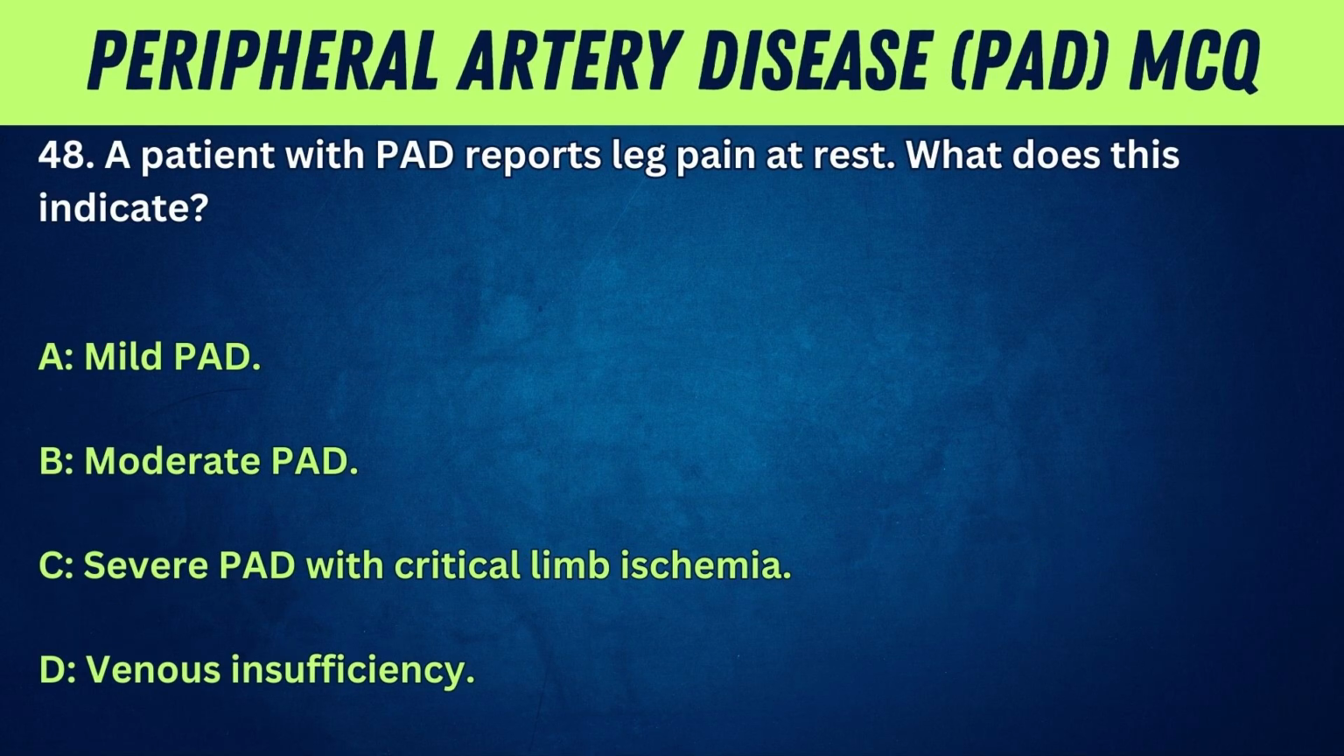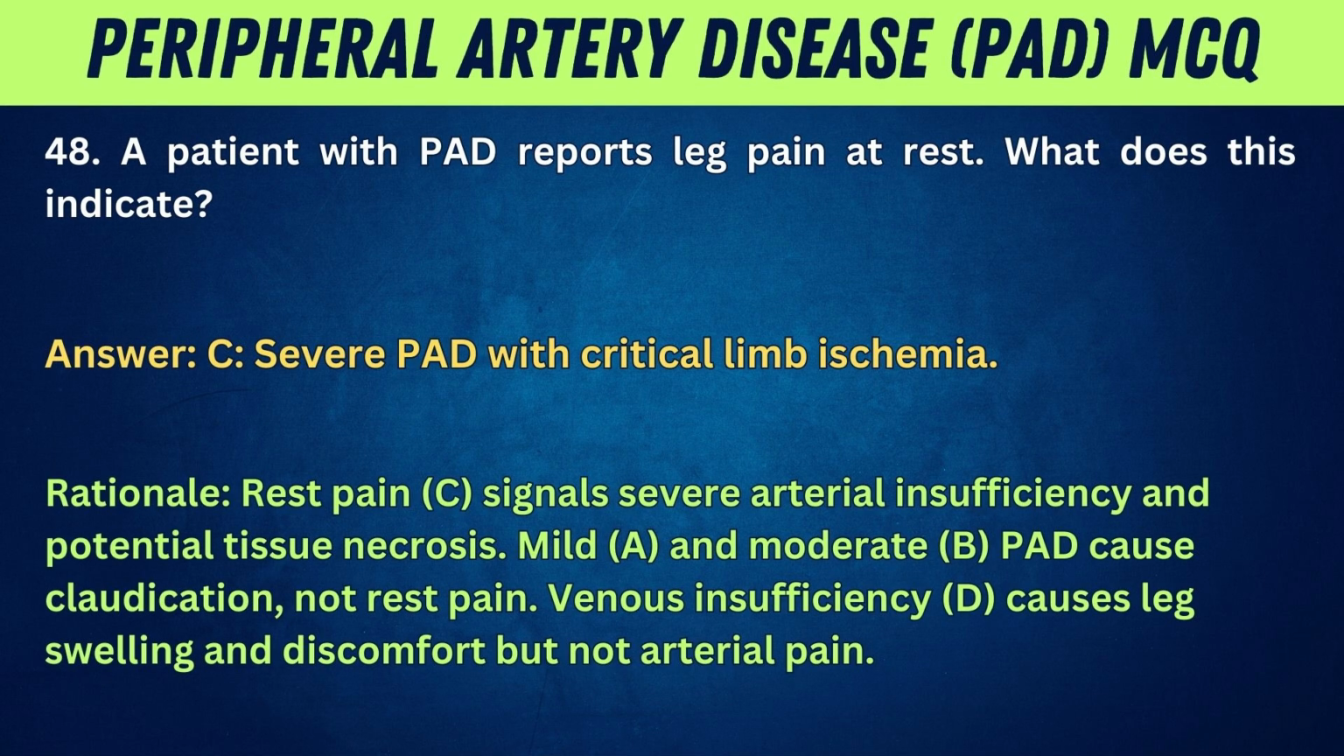48. A patient with PAD reports leg pain at rest. What does this indicate? A. Mild PAD. B. Moderate PAD. C. Severe PAD with critical limb ischemia. D. Venous insufficiency. Answer: C. Severe PAD with critical limb ischemia.